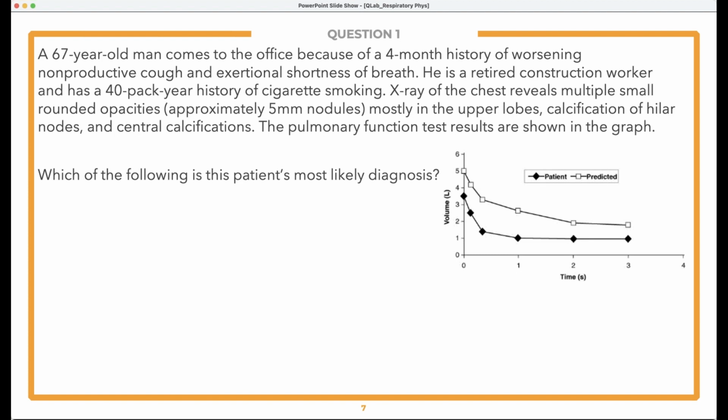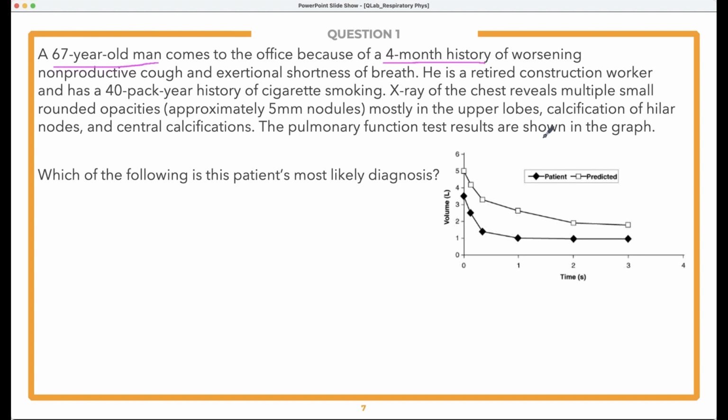So most likely diagnosis is what I'm looking for. A 67-year-old man. I always want to know my demographic. Who am I going to be seeing, and what can I expect in that? And then 4 months, right? The symptoms have been going on for 4 months. That gives me the acuity, if it's something very fast, happening really quickly, or something more chronic, something else going on.